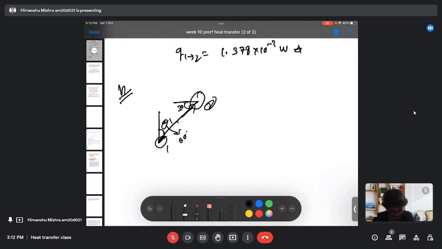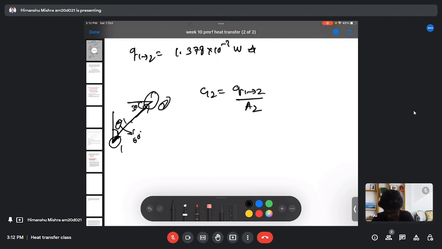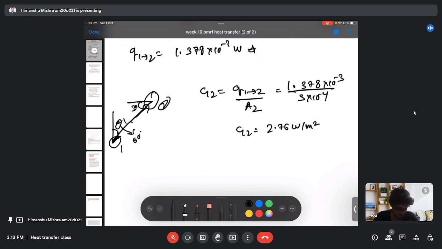My irradiation is given by the following, so we just need to calculate this, and this will be my radiation on body 2 from surface 1.